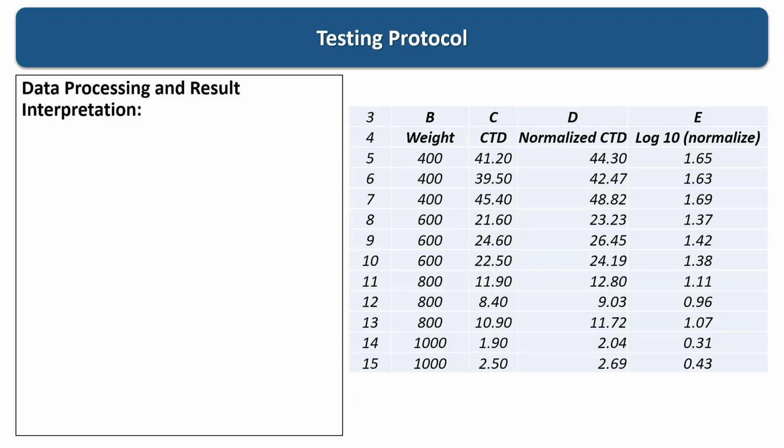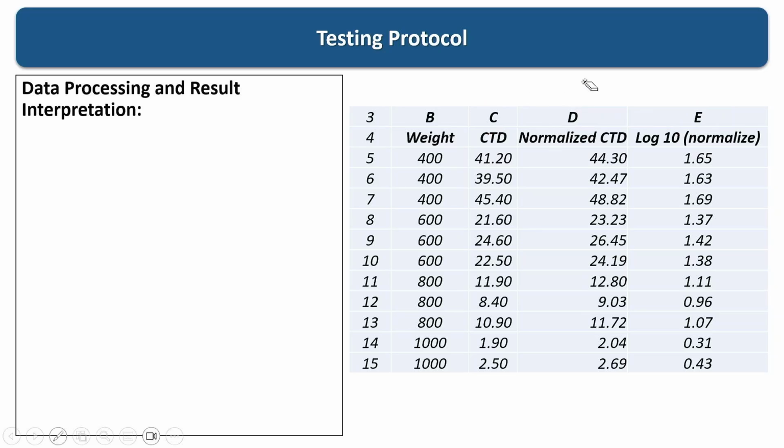So, this is the data as we have already shown, and column B is showing the weight, and the measured cut through distance is C. When we multiply by the sharpness index, we get the normalized cut through distance, and the log transformation is given in column E.